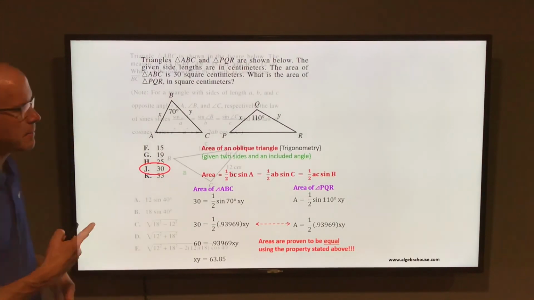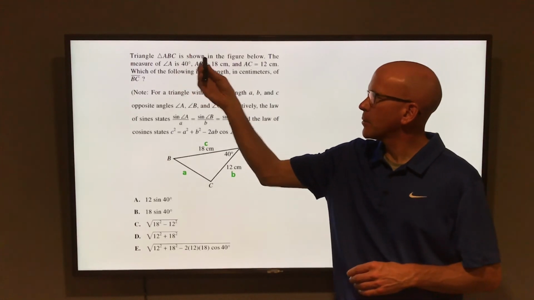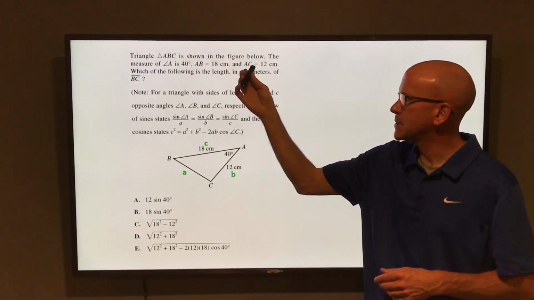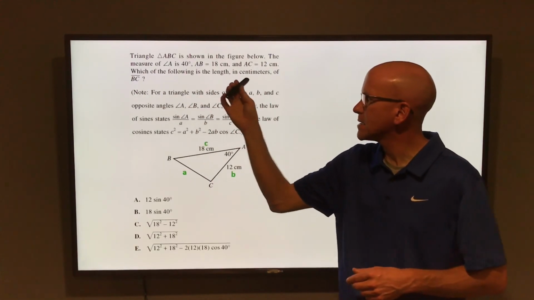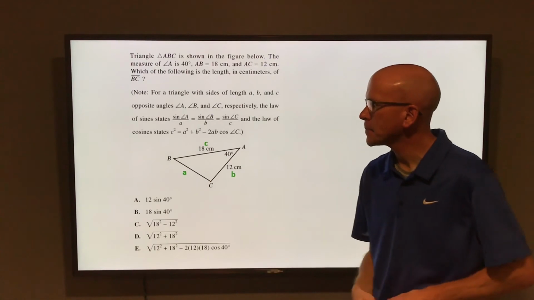That's a tough one. Well, here's another easy one. Triangle ABC is shown in the figure below. The measure of angle A is 40 degrees, AB is 18, AC is 12. Which of the following is the length in centimeters of side BC? So they give you all that information in the drawing.